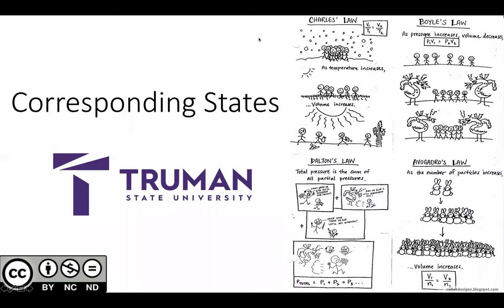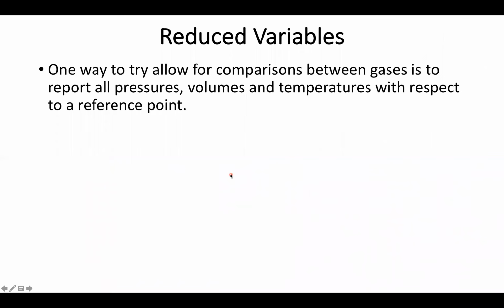Well, it turns out that one way to try and put all of our systems on an even footing is to make use of something called reduced variables. So this is one way where we can try and refer to all of our pressures, volumes, and temperatures for any gas with respect to a common reference point for all gases. So what we're looking for is a common temperature, pressure, and volume that all gases will have in common.